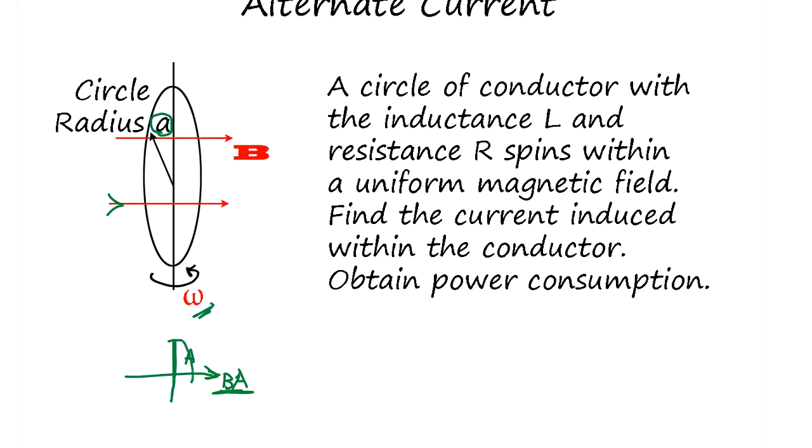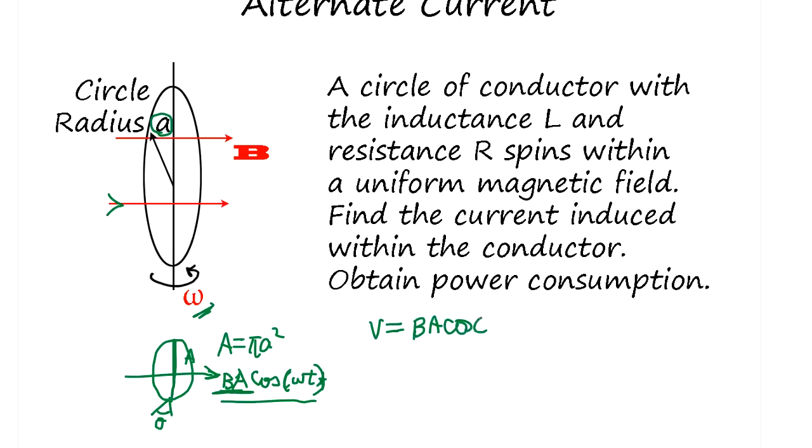But when it changes, say by an angle theta, then it's going to be cosine theta, but theta is a function of time. It's spinning at omega. The area A is obviously pi A squared. So the voltage within this ring is BA cos omega t.